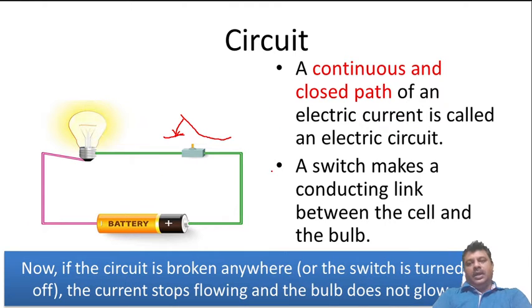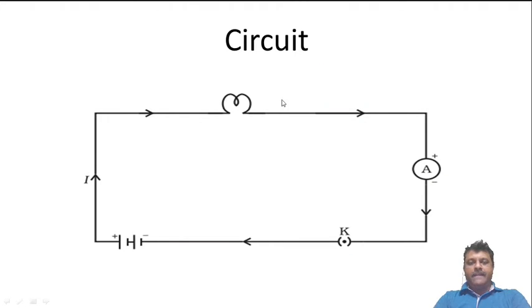Now, when the switch makes contact, the circuit is closed and current flows through the circuit, and the bulb glows. When the switch is off, this connection breaks the circuit. It's no more continuous, so the circuit will not work and the bulb will not glow. This is a circuit diagram using the symbols. We will revisit this slide and learn more about these circuits at a later point of time.